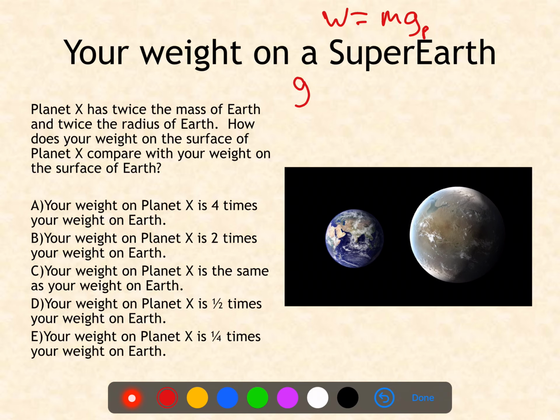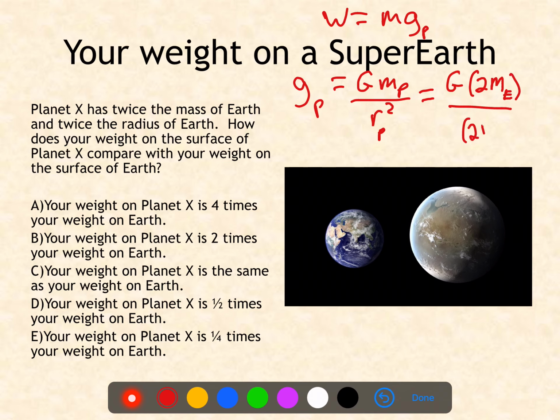Well, remember that g on the planet is going to be equal to capital G times mass of the planet divided by the radius of the planet squared. That's what we had on the previous slide. So we can write these things in terms of what we know compared to the Earth. Capital G is a constant that does not change. The mass now is 2 times the mass of the Earth, and the radius is twice the radius of the Earth. But when I square this, this becomes a 4 in the denominator and a 2 in the numerator, which then simplifies to being 1/2 of the gravitational acceleration rate on Earth. So that's what we have here on this planet. That means that my weight is only going to be 1/2 of what it would be on the Earth.